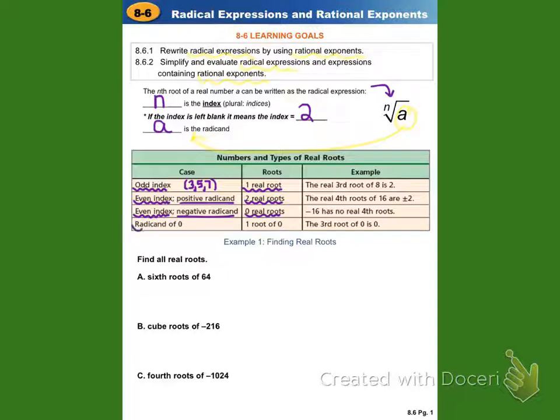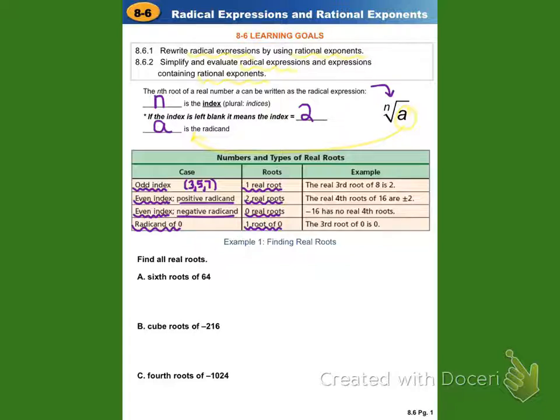And if the radicand is 0, that means if the number that's under your radical with any kind of index on it is 0, you're always going to get 0. So the square root of 0 is 0, the cube root of 0 is 0, the 10th root of 0 is 0, whatever. So if your radicand is 0, your root is always going to be 0. That's important to note because in some cases, you might be getting 2 solutions, and some you're getting 1, and you have to be aware of when that's going to be the case.